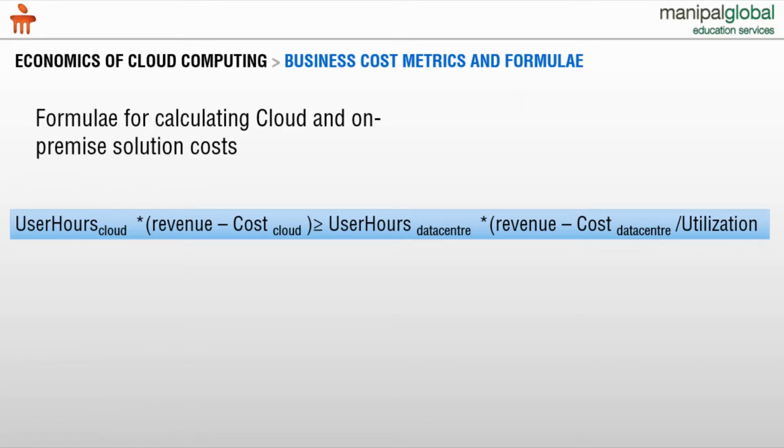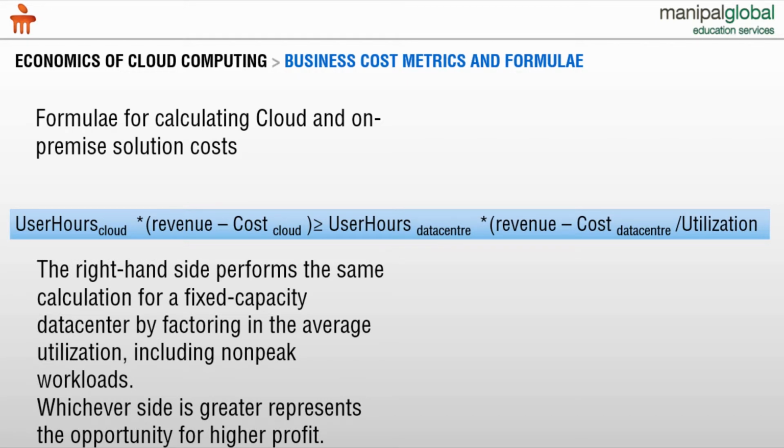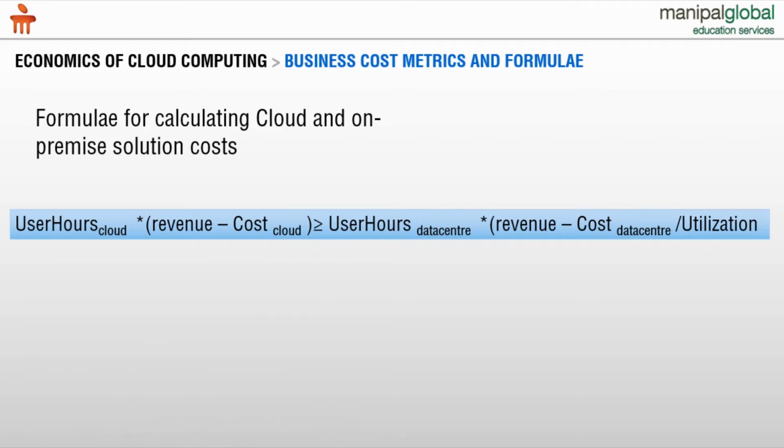In this formula, you can see the main variables involved are the user hours on cloud, revenue, and the cost of the cloud. And on the right hand side, user hours on data center, revenue, and the cost of the data center divided by the utilization. This particular formula is arrived at so that you will come to know which of these two sides is better, which one you shall opt for.